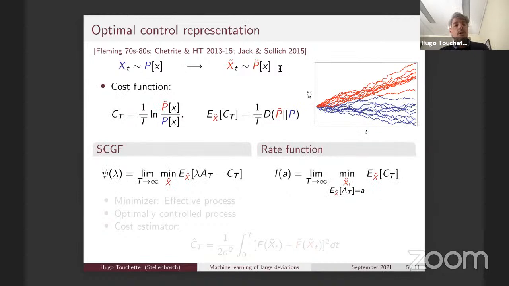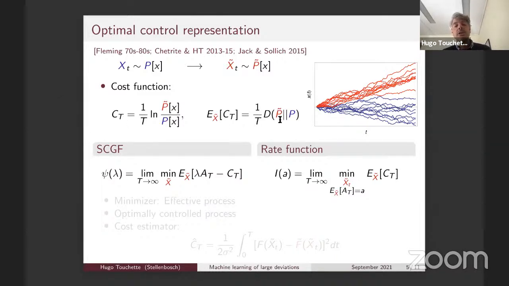And then the control representation or the optimization representation says that the scaled cumulant generating function or the rate function will actually be a minimizer of some cost function. And the cost function is quite interesting. The cost function is a kind of log of the ratio of the two path distributions that you generate, from the original process in blue to the modified process in red. So if you have the ratio of that path distribution, that gives you a random variable, which is the cost. That's the random cost associated with a given trajectory.